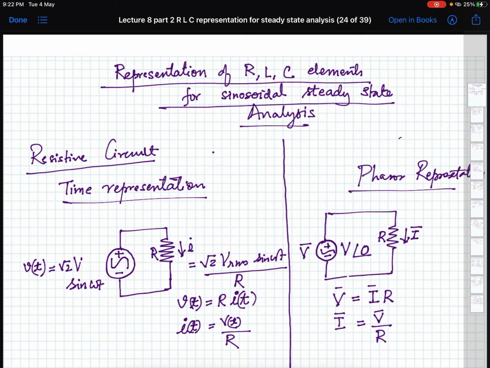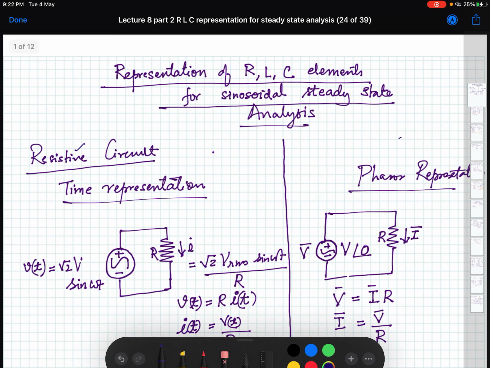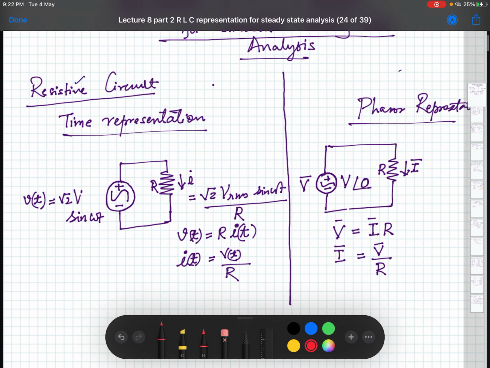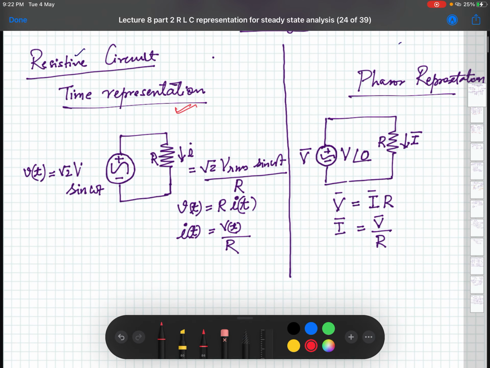So after these sources, we'll see how the various circuit elements, that is the RLC elements, are represented in their equivalent phasor forms, or equivalent forms for steady state analysis. First we'll take resistance and see how it is represented. First we'll see how it is represented in the time domain, that is sine omega t, which is the time domain representation.